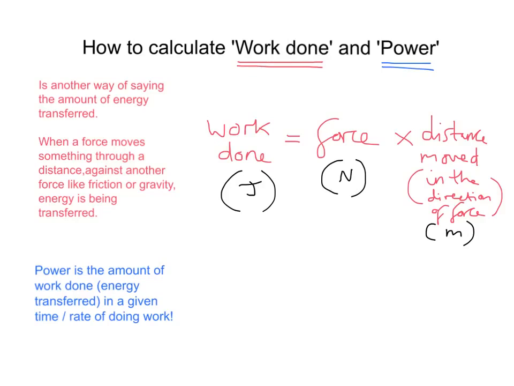So we can now say that power, if we write down the formula for that, power is equal to the work done, which is the same as saying energy transferred. We could put brackets, energy transferred, it's the same thing. It's the work done divided by time taken.